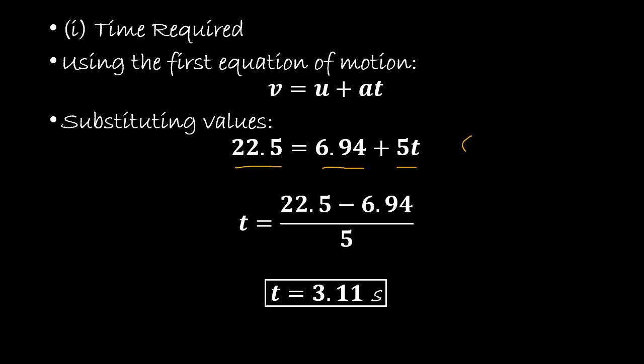So it's going to give you 5t plus 0 is equal to 22.5 minus 6.94. And since we want t to be alone, we divide both sides by 5. So t is 22.5 minus 6.94 all over 5, and we are going to get our t to be what?